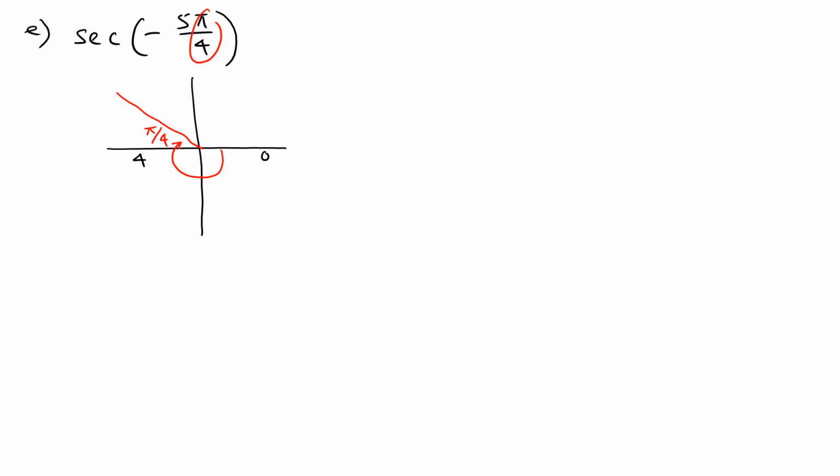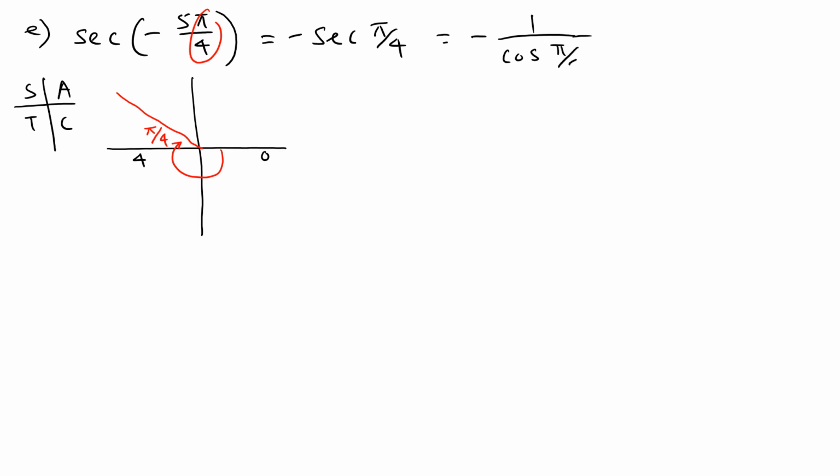So it's a secant. According to ASTC, secant has the exact same sign as the cosine, but this is the second quadrant, so that means secant is negative. So which is negative secant of the reference angle, which is pi over 4. And then what we can do is, this is now negative. Secant means 1 over cosine pi over 4.